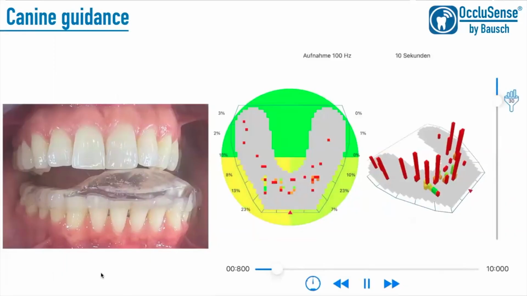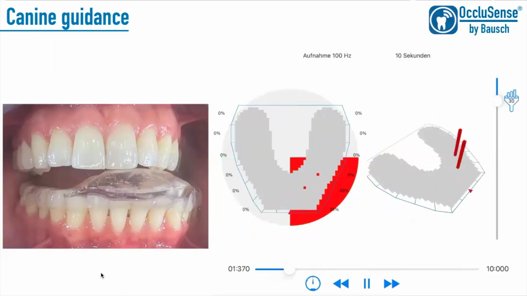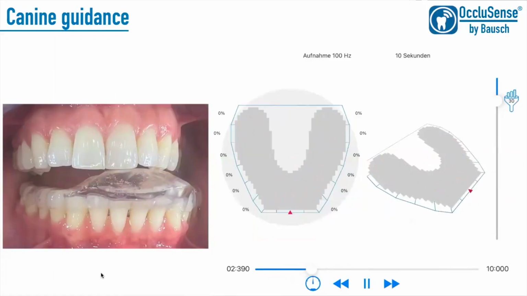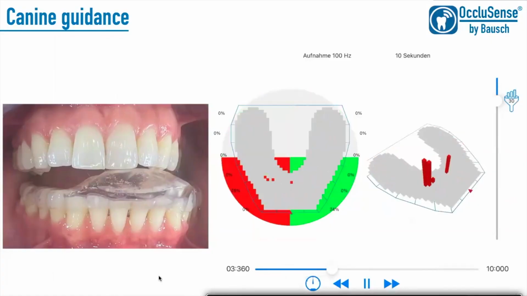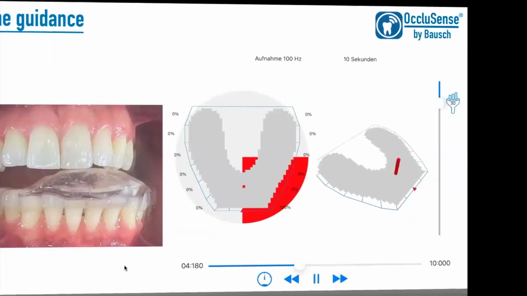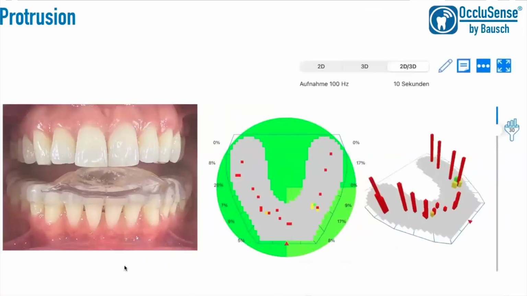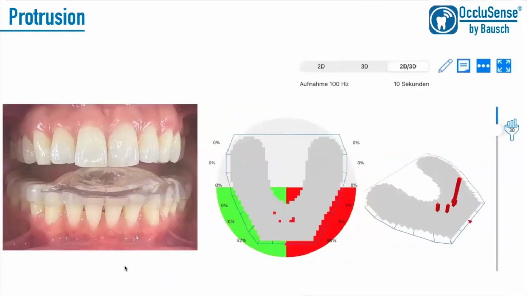So here you can see the canine guidance. The splint had not been fabricated for the dynamic movements in the first session. So this would have had to be done here as well because this is not balanced out either. And protrusional movements, as you can see here.